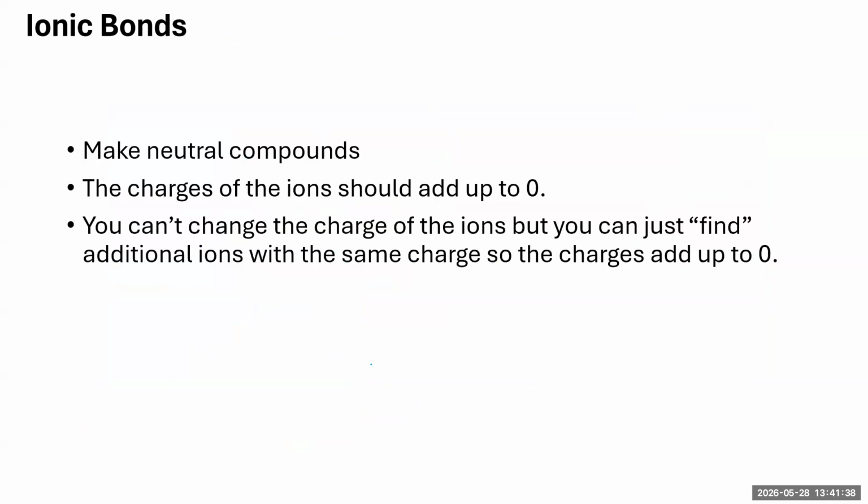All right. So let's do a couple of these, but let's do some guidelines first. What you're trying to do is make neutral compounds, which means the charges of the ions should add up to 0. Now, here's where it gets a little tricky. You can never change the charge of the ions. I will say never. But you can, quote unquote, find additional ions with the same charge so that the charges add up to zero.